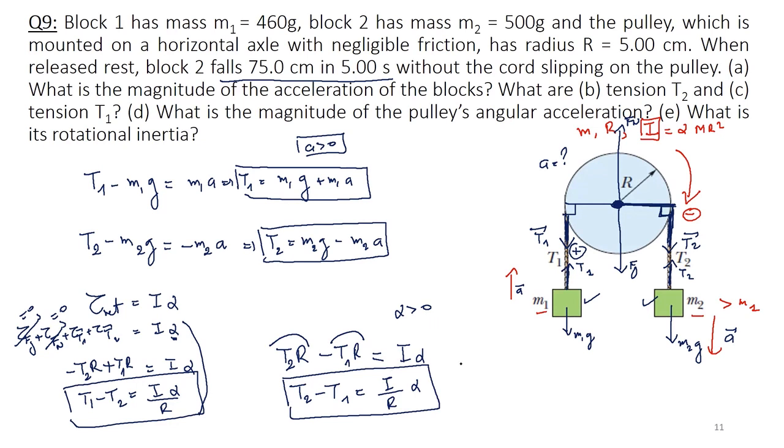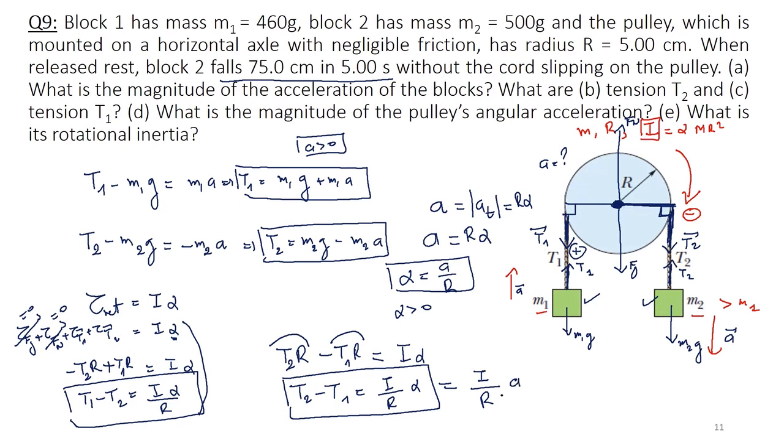Now I have a link between this alpha and this A. The link is that the acceleration of the block in magnitude is equal to the absolute value of the tangential acceleration of my pulley. In other words, the acceleration of the block in magnitude is equal to R multiplied by the angular acceleration, because the tangential acceleration is just R alpha. But here I'm talking about alpha positive, so alpha is just A divided by the radius of the pulley. So now I will put it here: T2 minus T1 is equal to I divided by R, and instead of alpha, I will say the magnitude of the acceleration divided by R. So I'll have A divided by R squared.